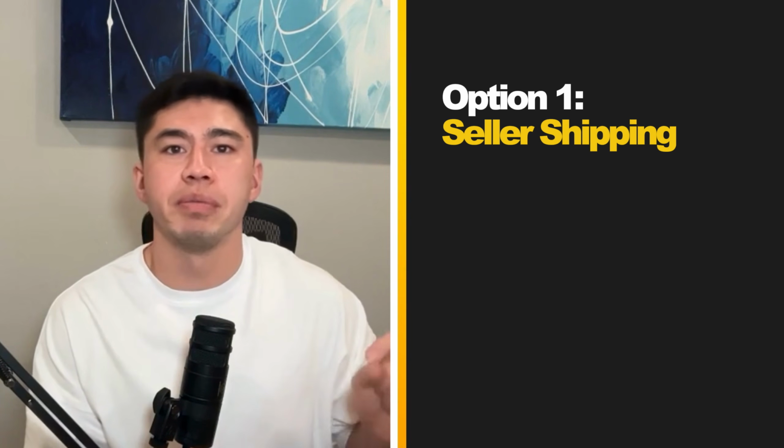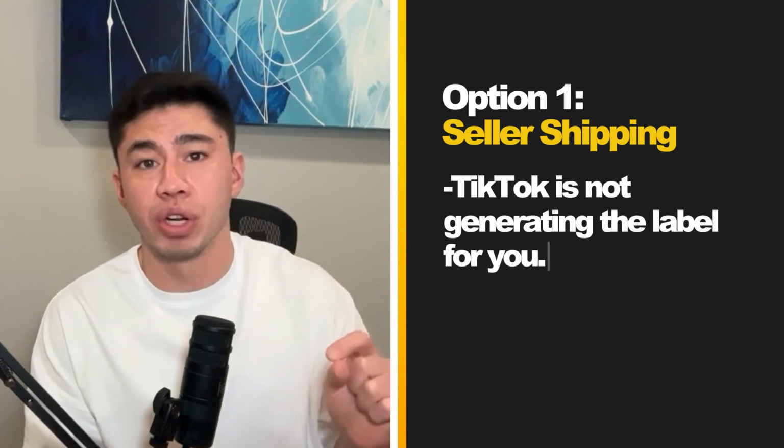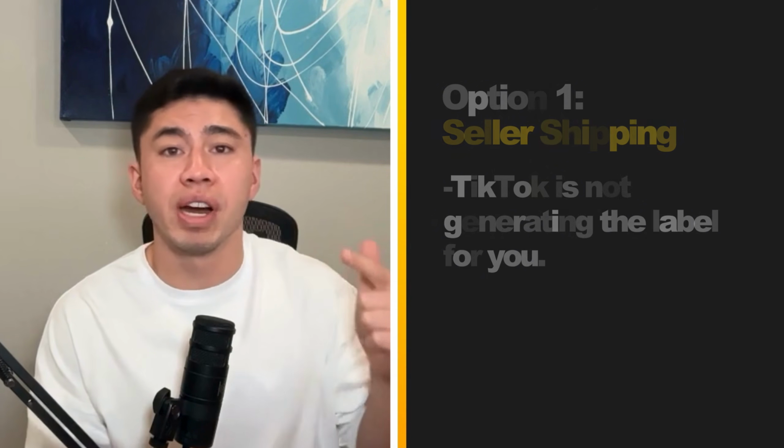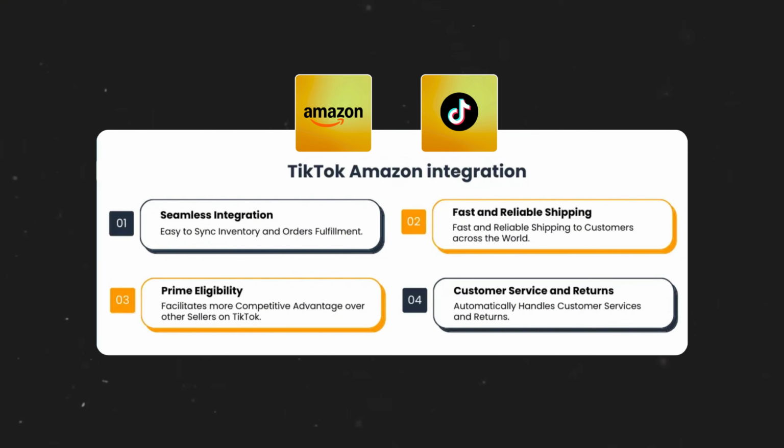So the first option is seller shipping. Seller shipping means that TikTok is not generating the label for you. In a lot of cases, you might have great rates with your 3PL or your own warehouse, or even using Amazon MCF, which is multi-channel fulfillment. So you're basically telling TikTok, hey, I can provide my own labels. I'm not going to use yours. And so what you need to do is connect your Amazon multi-channel fulfillment or your FBA inventory to TikTok Shop, so every order is passed on automatically, including the tracking number, which is super important for TikTok Shop. So that's the first option.